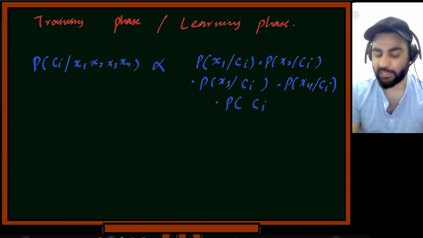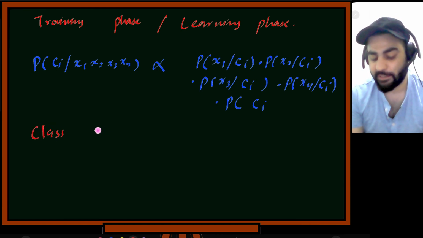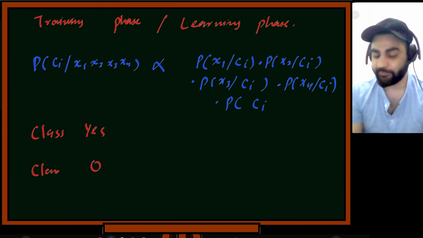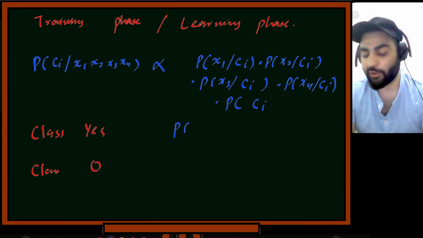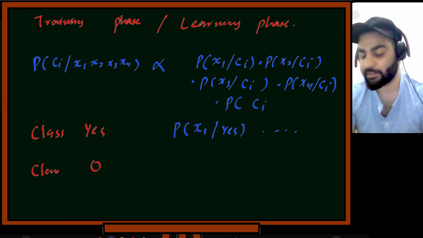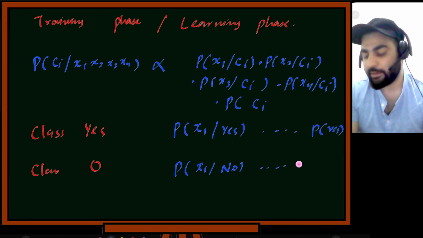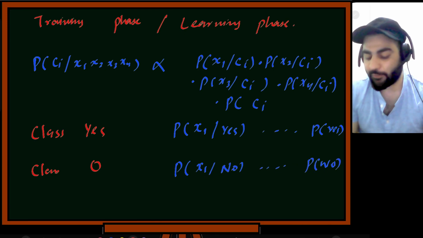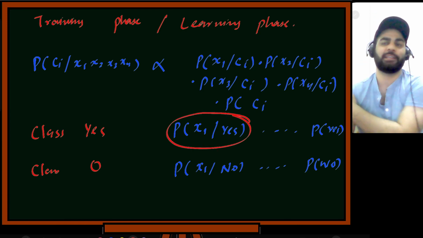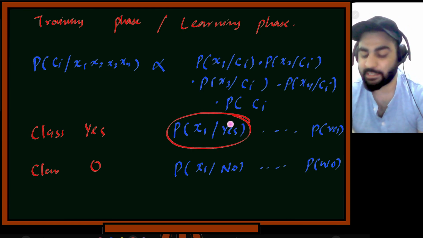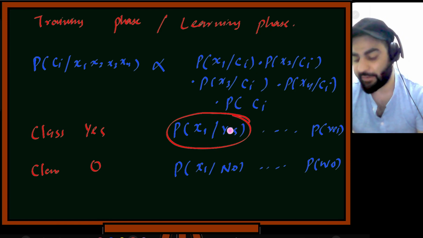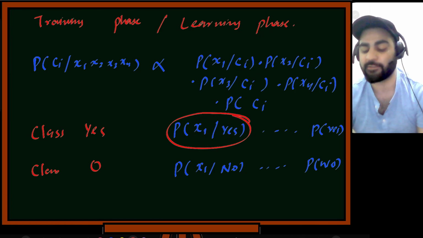First I'll do it for class yes. Because I have only two classes, class yes and class no, this will be the probability of x1, feature 1, given it is yes. Similar for the others, and at the end the probability of class yes. And then for no, it will be the probability of x1 given no, and the probability of no. Now we have to compute each of these terms. I think this is easy. We have to compute how many times yes actually happened, and how many of those have x1 with this value.